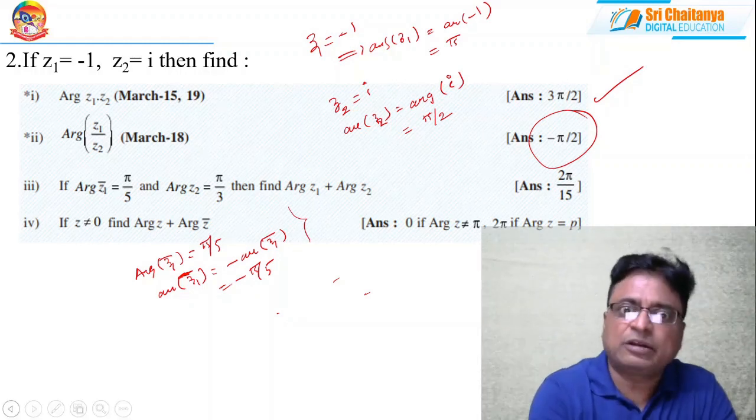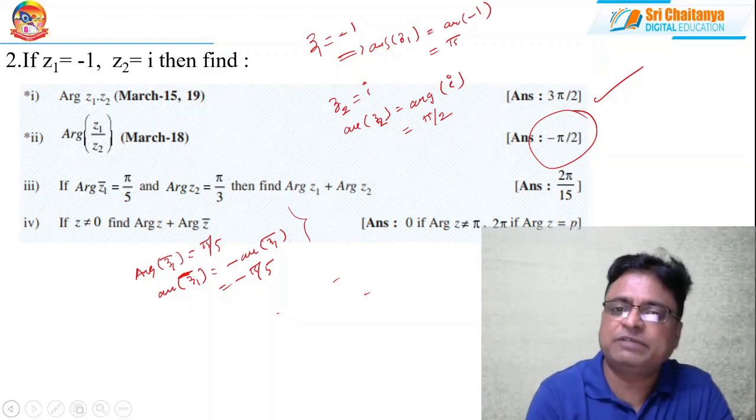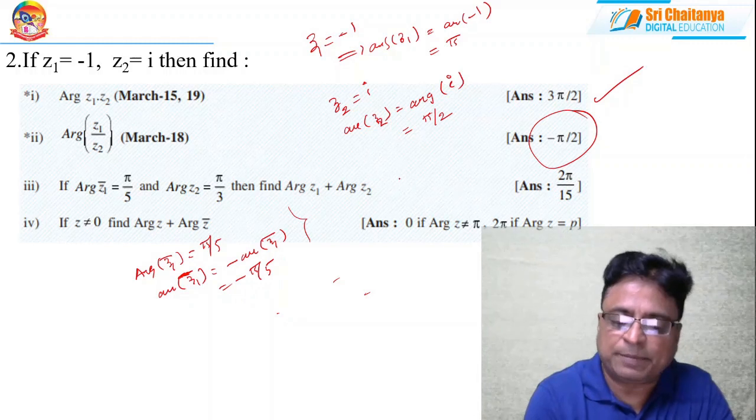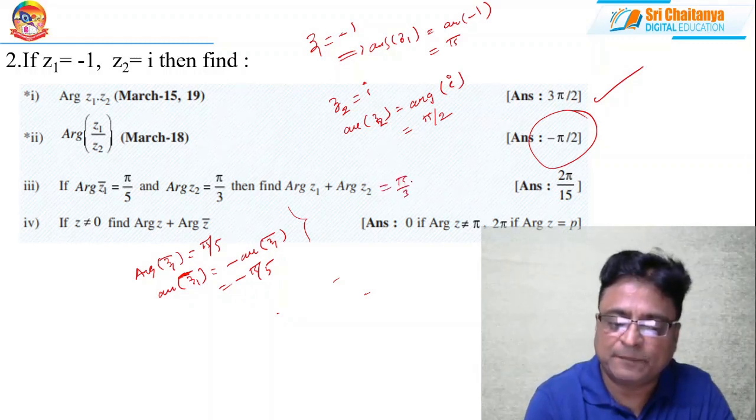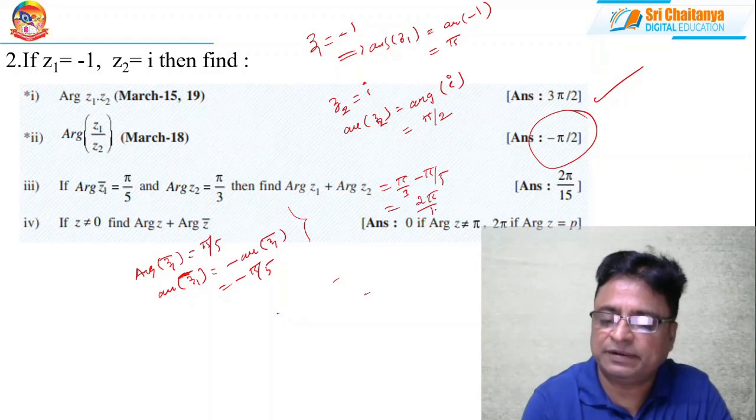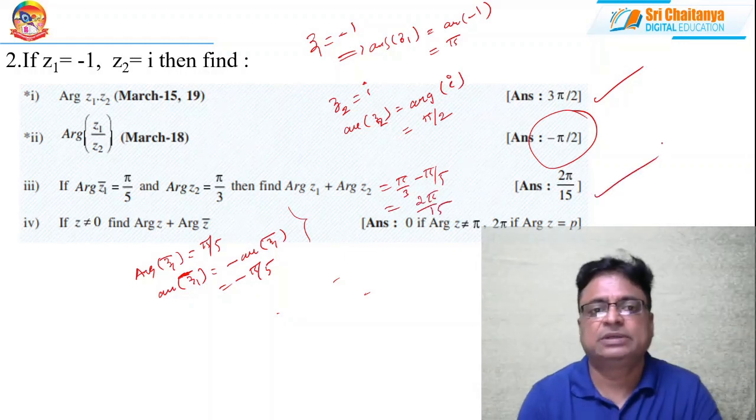And argument of Z2, you know it well. So argument of Z1 plus argument of Z2 is equal to what? Pi by 3 minus pi by 5. That is what? 2 pi by 15. You can get this answer.